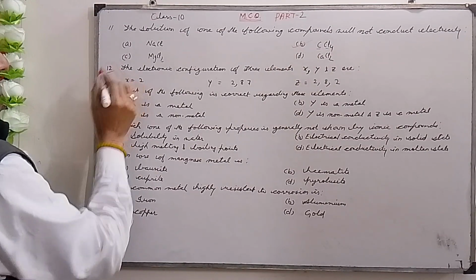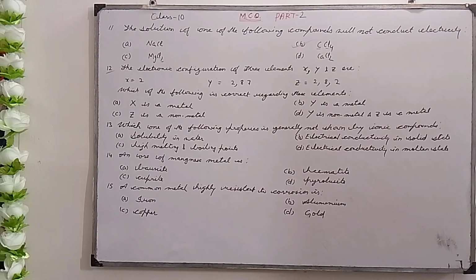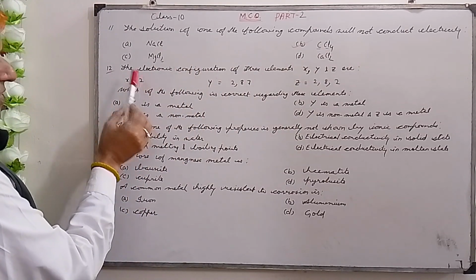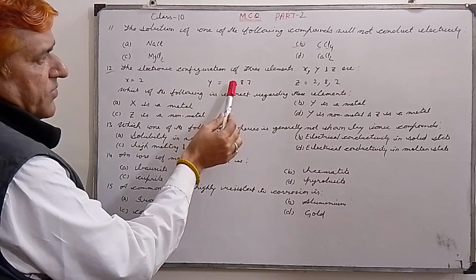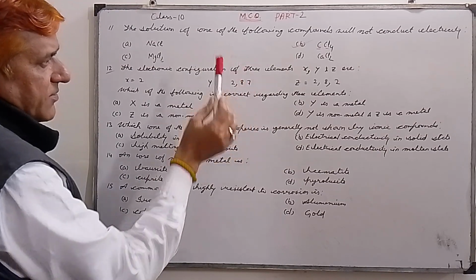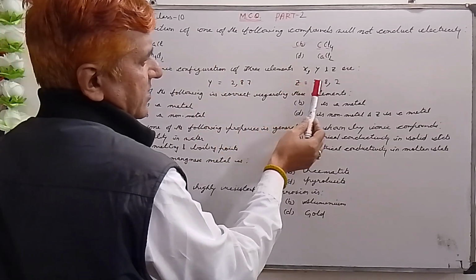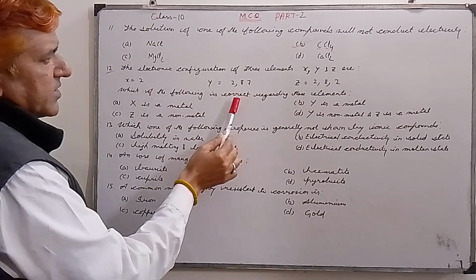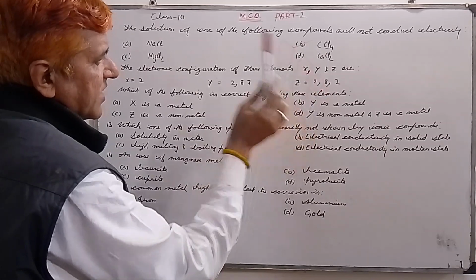Now we have question number 12. The electronic configuration of three elements is given: X has 2 electrons in the K shell, Y has first shell 2, second shell 8, and third shell 7. And in element Z, the electronic configuration is 2, 8, 2. So which of the following is correct regarding these elements?